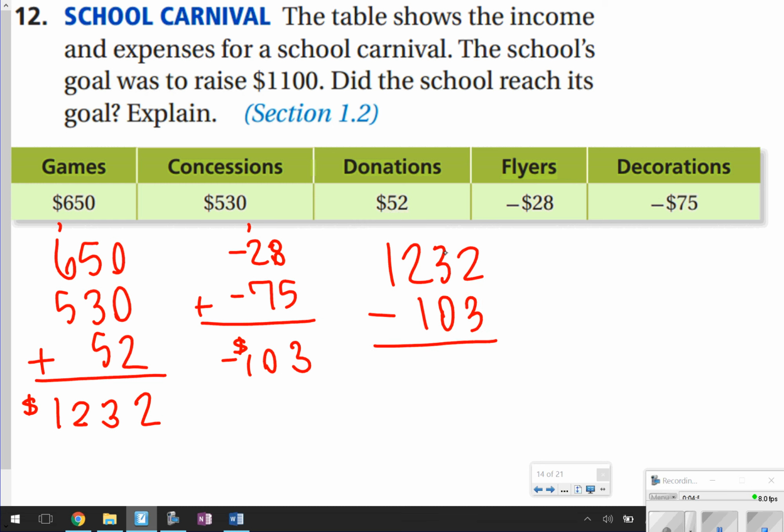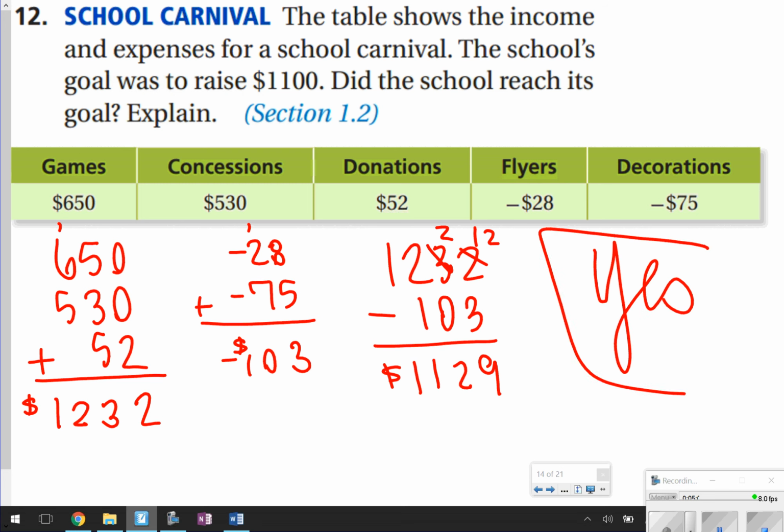So I'm going to borrow 2 to 12, 9, 2, 1, and 1. It looks like the school did reach their goal, so your answer would be yes, they did. And they reached their goal because 1,129 is greater than what they wanted to raise, which is $1,100.